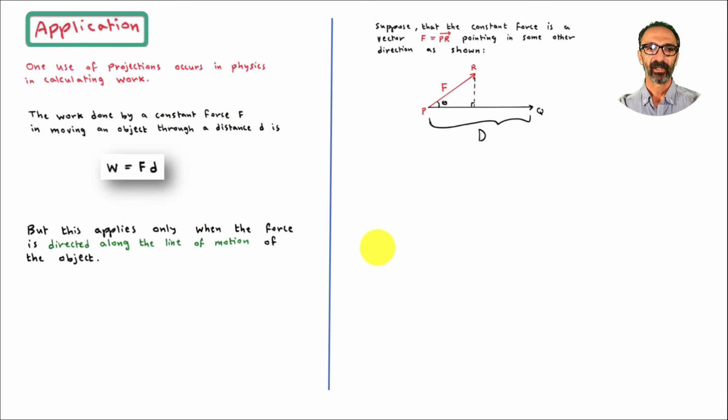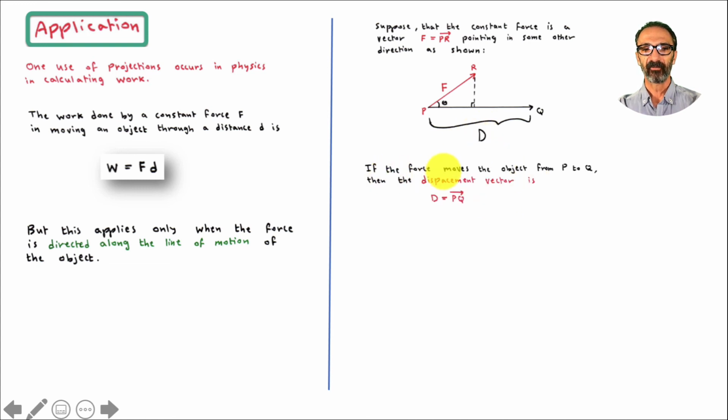Suppose that the constant force is a vector F, which is PR. So it's not going in the same direction, pointing in some other direction as shown in the graph. And we're moving the object from point P to point Q. That's the distance or displacement. If the force moves the object from point P to point Q, then the displacement vector is D or PQ. That's right here.